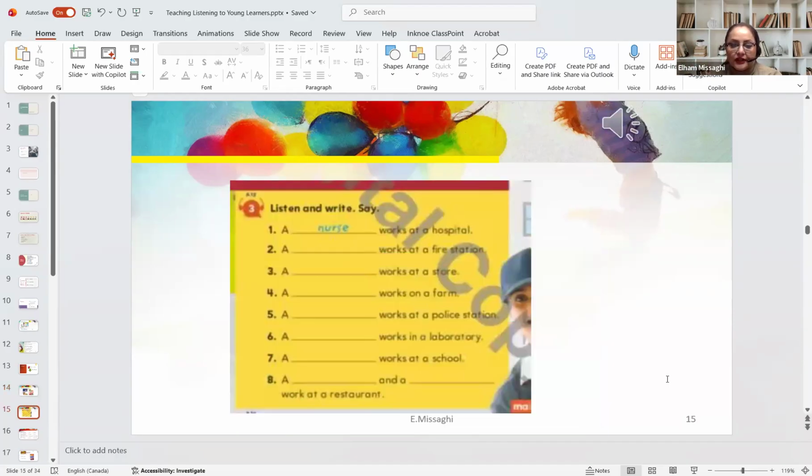What does she do every day? But here, they have to listen to different people. And they don't talk. They say, I'm a nurse. I work at the hospital. I'm a firefighter. I work at the fire station. So they just listen to the word and write it down with the correct spelling. This is bottom up, exactly. You're checking.